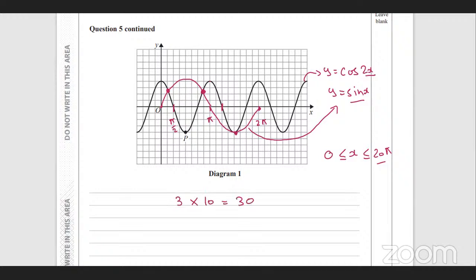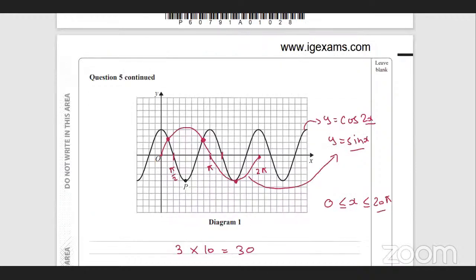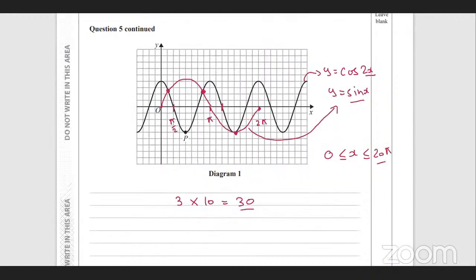Okay. And in the second part, it is again the same equation and this is the region. So we have 1 pi extra. So it would be 30 till 20 pi. And then again, if we start from 0 to pi, that is this point, we have 1 and 2.